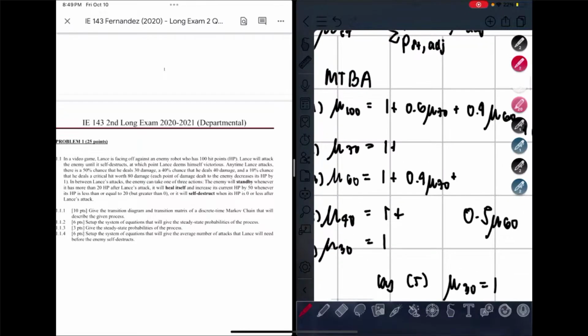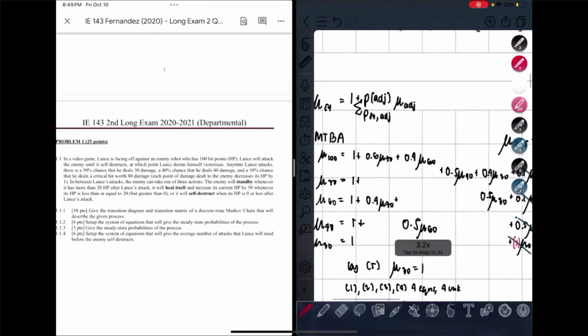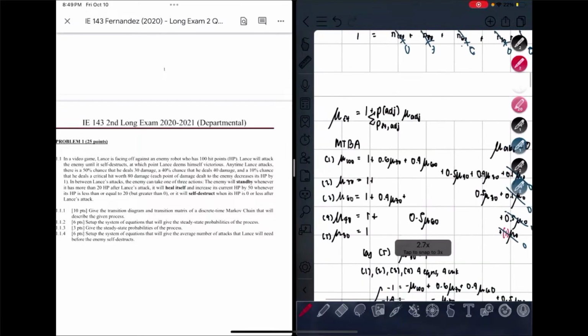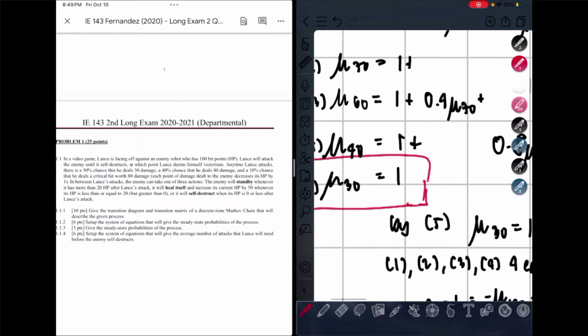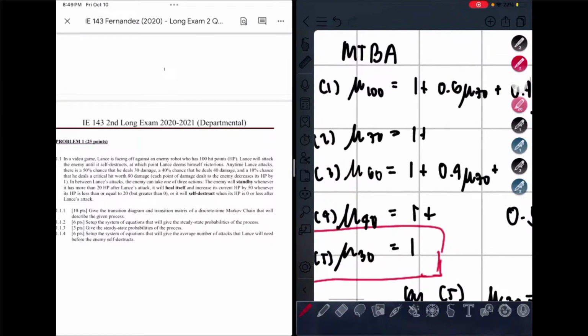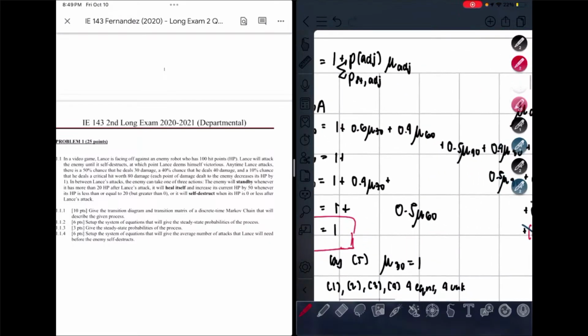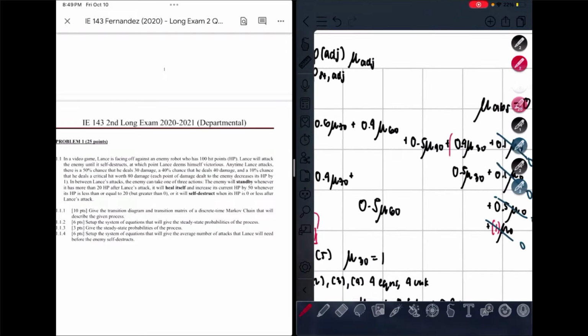But we can easily see it's quite intuitive because na-cancel to, diba? So 0. So this is the only term. So this is solvable, right? Mu30 equals 1. Like that's literally just it. So now we know mu30 is equal to 1. And now we can plug that in here sa dalawang to. We can plug this in. Mu30 is equal to 1.